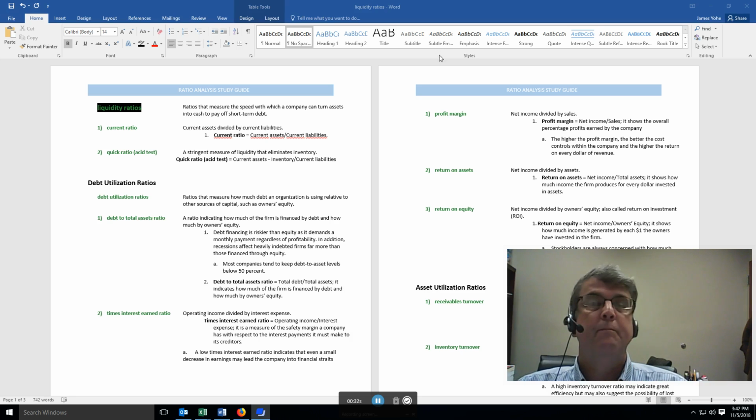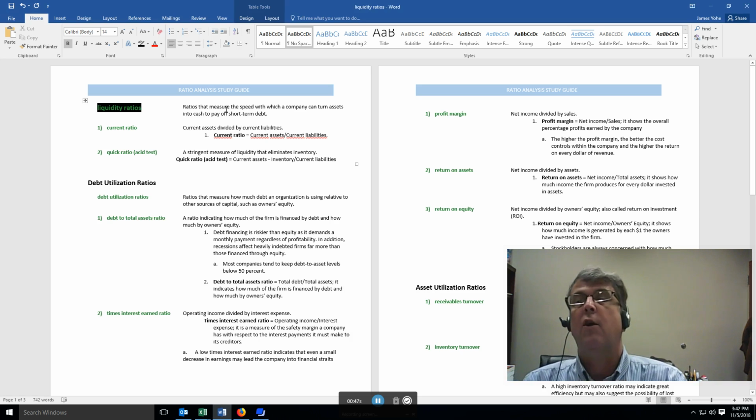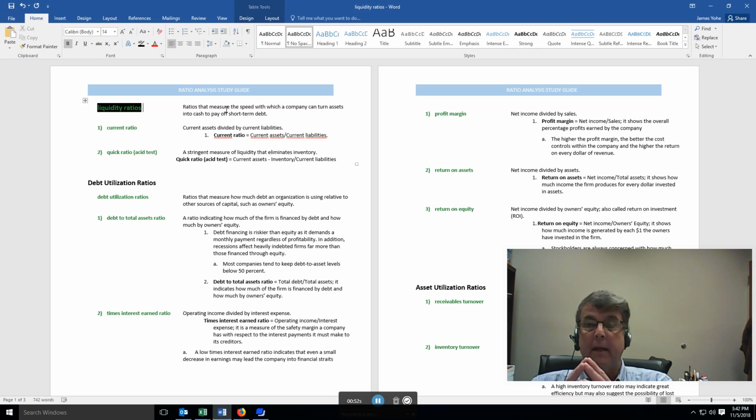So, very well. Here, liquidity ratios, the first one we've got. These are ratios that measure the speed with which a company can turn assets into cash to pay off short-term debt. These ratios are very important. Cash is the lifeblood of a company. If you are making profits, but you're not turning those profits into cash, then you're not going to be able to pay your bills. A company has to pay their bills to stay as a going concern. So these liquidity ratios are very important.